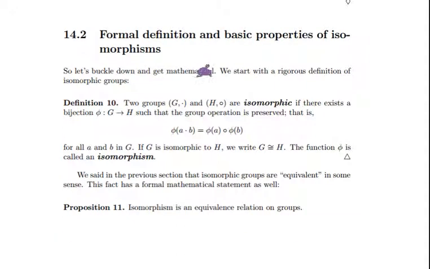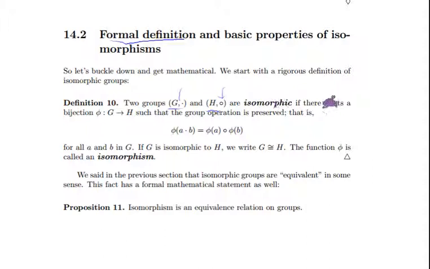Okay. So we have this informal definition of isomorphism. Here's a more formal definition. Two groups are isomorphic. So isomorphism is a mapping between groups. Two groups are said to be isomorphic. Notice that the group operation for G is the small dot. Group operation for H is the big dot.